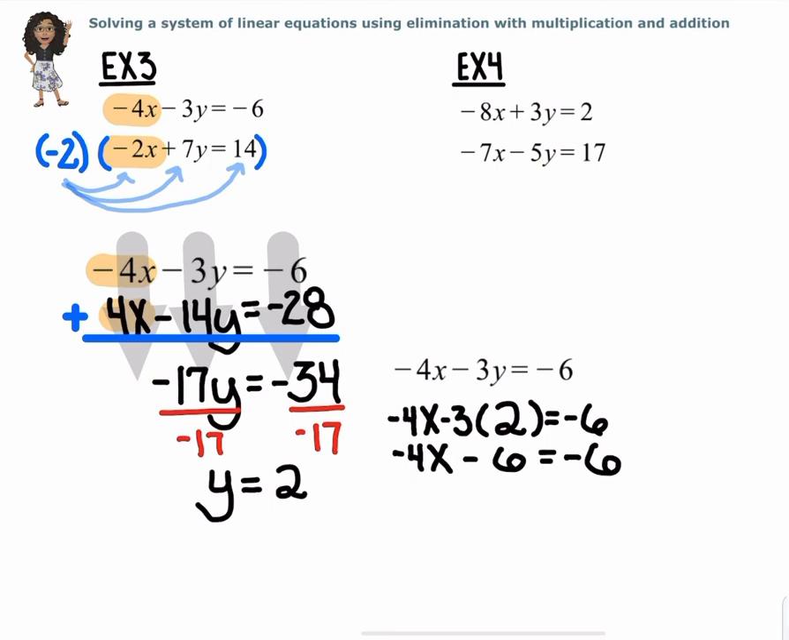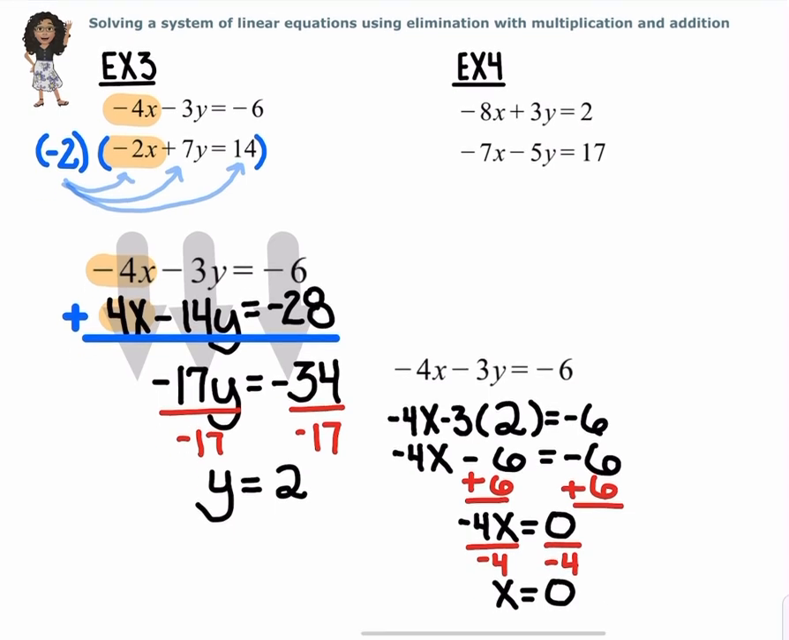Numbers to one side, letters to the other. We do that by adding and subtracting, so I'm going to add that 6 to the other side. I end up with -4x is 0. To get rid of multiply by -4, I'm going to divide by -4, and 0 divided by -4 is 0. So the solution to example 3 is x is 0 and y is 2.